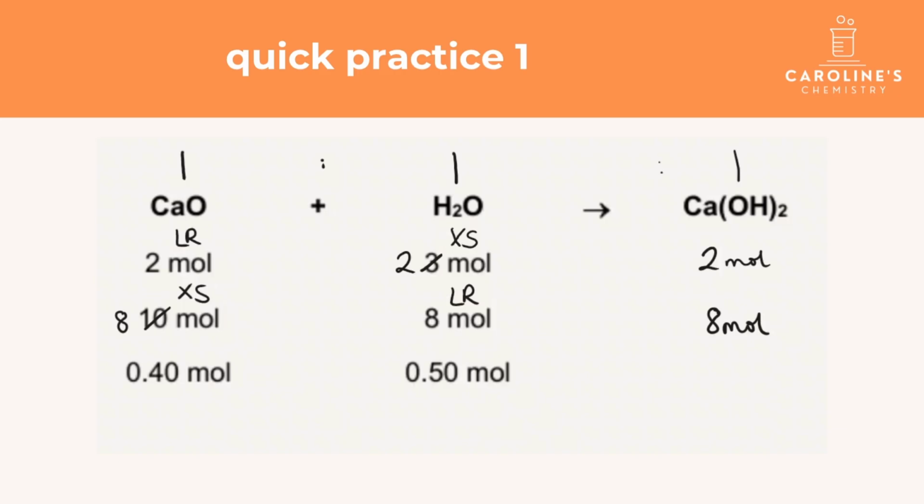And then for this final one, 0.40 moles of calcium oxide will react with 0.40 moles of the water. And that works because I've got too much water there. That is therefore in excess. The 0.4 moles of calcium oxide completely reacted. That's our limiting reagent. We're going to use the ratio between the calcium oxide, our limiting reagent, and calcium hydroxide. And that is 1:1. So that's going to make 0.40 moles of the calcium hydroxide.